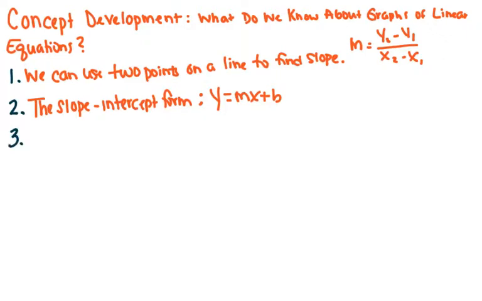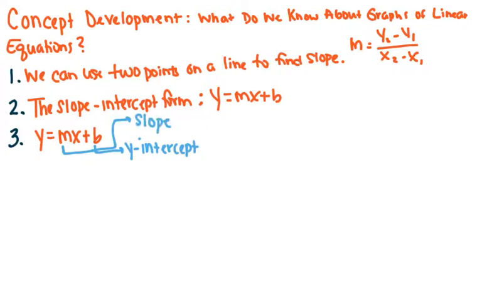So for slope-intercept form, y equals mx plus b, remember that slope-intercept form tells us 2 things. It tells us the y-intercept, so b is our y-intercept. And it also tells us our slope. So I'm going to write that up here. M is our slope. So that number in front of x is always our slope. So far we have used all three of those things.